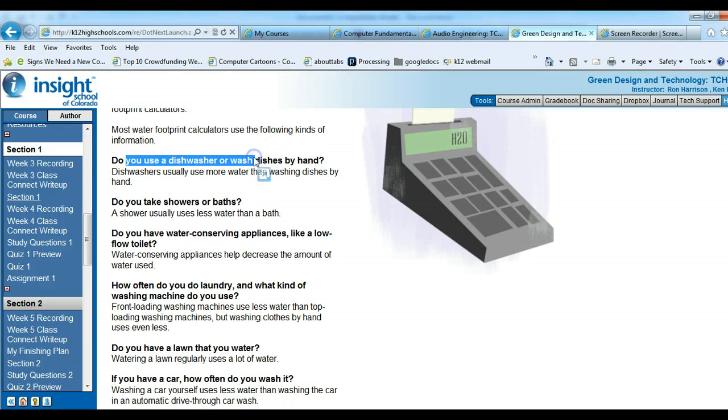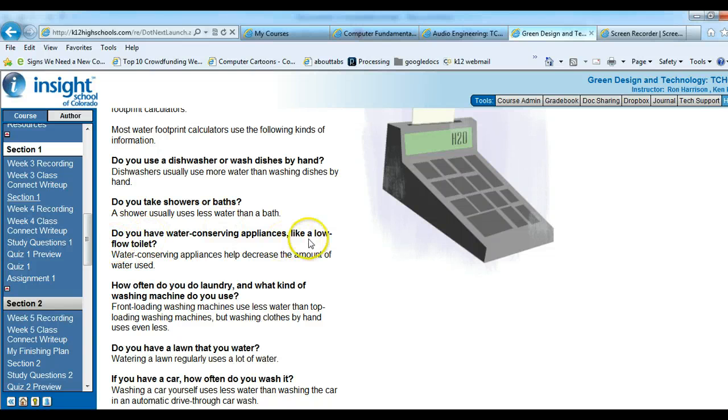Do you use the dishwasher or wash by hand? Dishwashers usually use more water than washing by hand, if you wash them by hand properly. Showers or baths? Showers use much less water than baths. Also in the shower, and this is kind of personal, but to really conserve water, wet yourself down, soap yourself off, turn the water off, then turn the water back on and rinse off. That can save half the water that you would normally use.